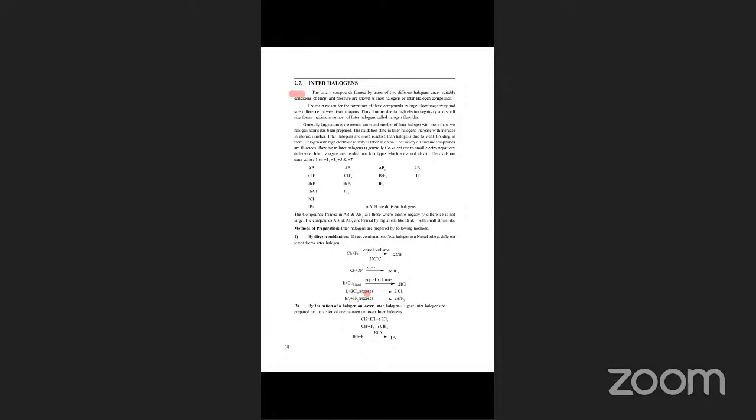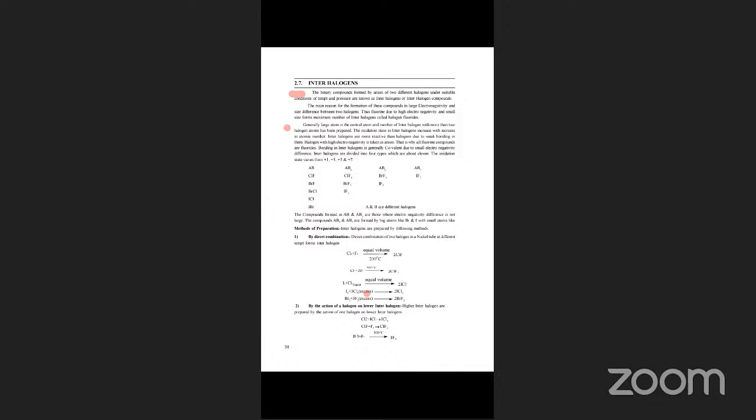Thus fluorine, due to high electronegativity and small size, forms the maximum number of interhalogens, called halogen fluorides. This is important in the exam pattern. Generally the larger atom is the central atom, and interhalogens with more than two halogen atoms have been prepared. The oxidation state in interhalogens increases with atomic number. Interhalogens are more reactive than halogens due to weak bonding in them.